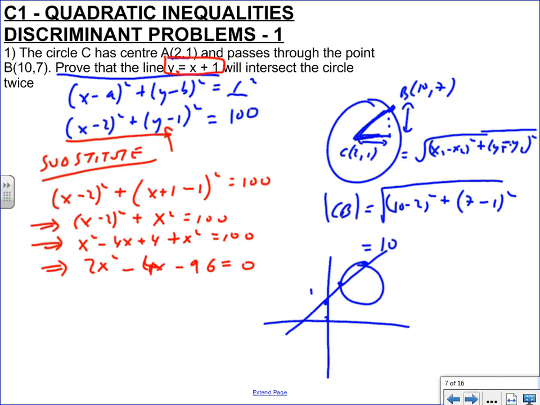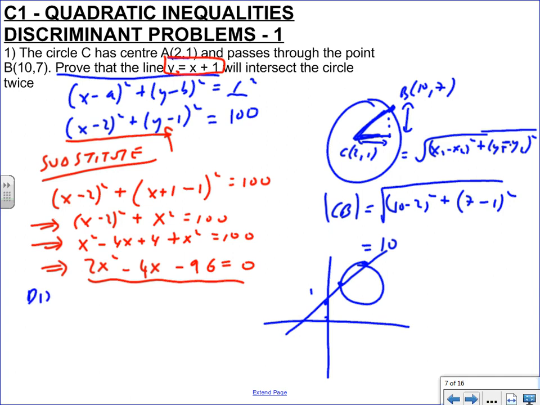So again, if you disagree with anything I've done, just email me. It's easy for me to make mistakes as well as you. But I think that should be okay. So we're in that position here. Now, you could solve this on your calculator, find the 2 points, but we're trying to prove that it intersects the line twice. And what I'm getting at here is I want you to use the discriminant.